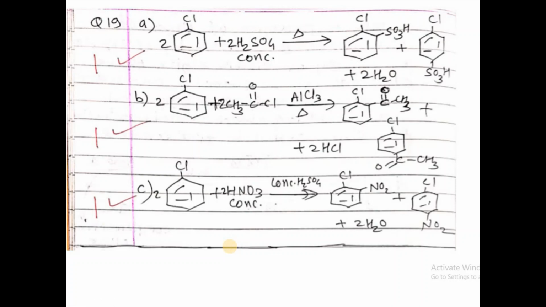Question number 19: write the chemical reactions of chlorobenzene with respect to sulfonation, acylation and nitration. Chlorine shows an electron releasing resonance effect and an electron withdrawing inductive effect. In the reactions of chlorobenzene, electrophilic substitution takes place at the ortho and para positions. Hence we get ortho and para mixtures.